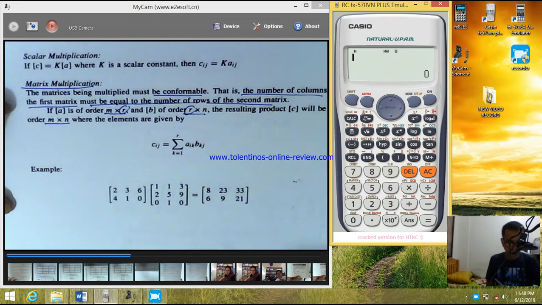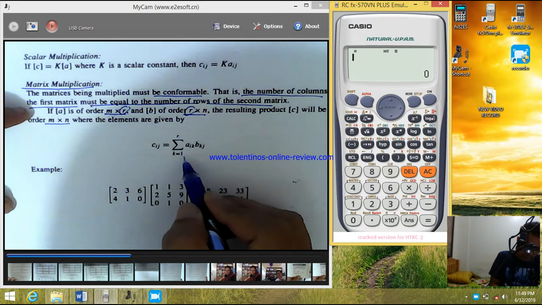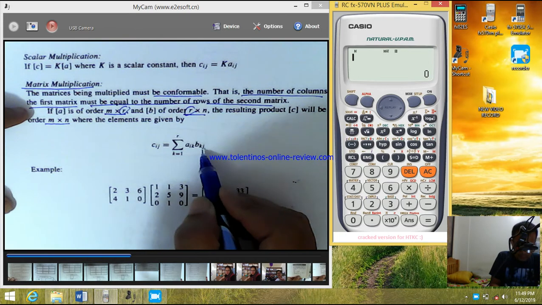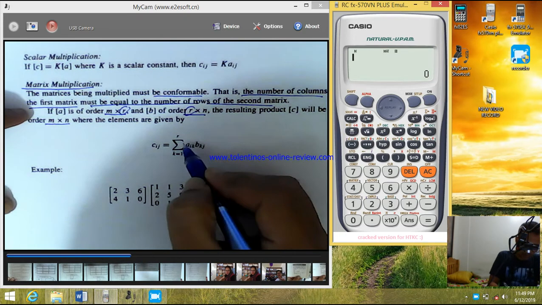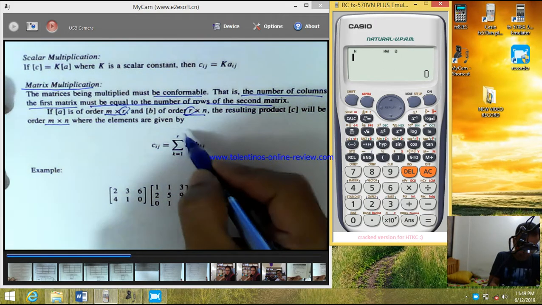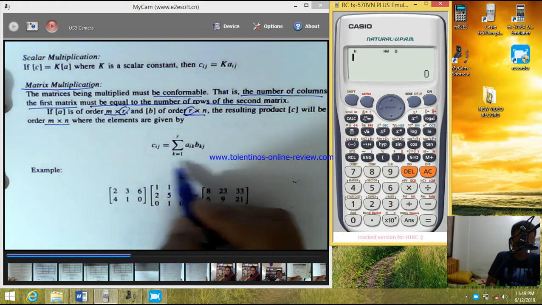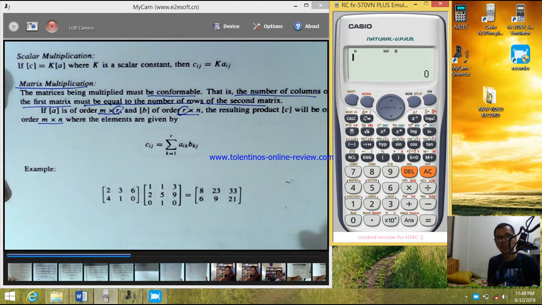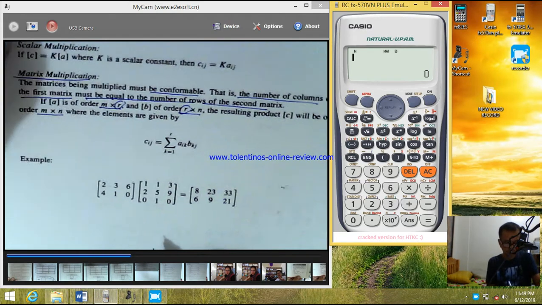And then, ito yung algorithm. Cij is sigma K is 1, Aik, Bkj, K is 1 to R. Where, of course, R is the number of what? R is the number of rows. Okay. Now, medyo mahirap pang intindihin to, no? Let's do it using an example na lang, no? Look at this.